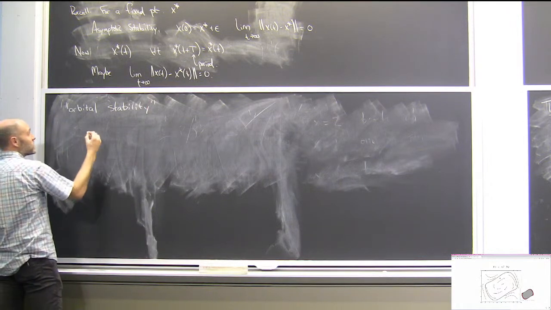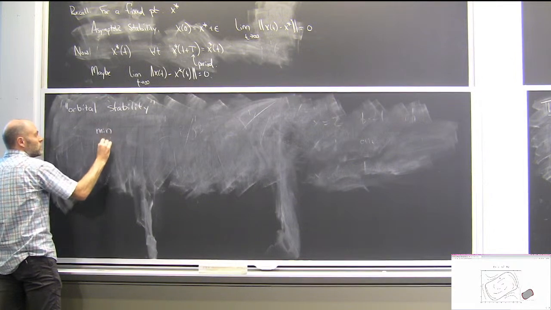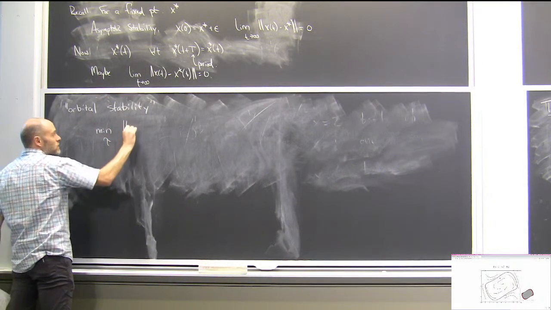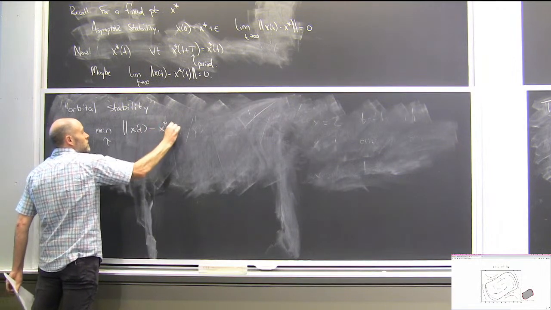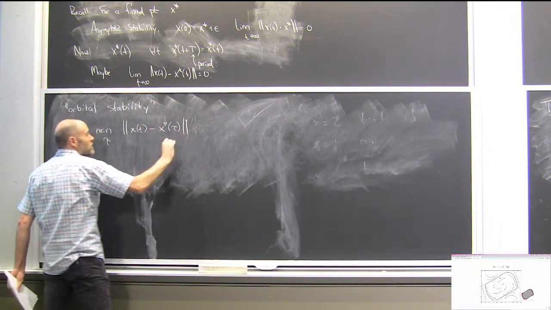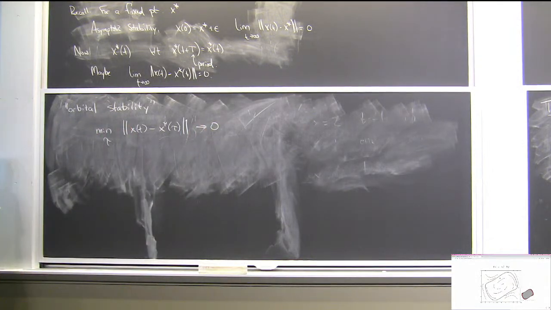And what we'd like to say is that the minimum over tau of x of t minus tau, I'd like this thing to go to zero. Make sure that parses for me, right? So the black curve is parameterized by tau, and for any point, the distance is going to be the closest point in tau.